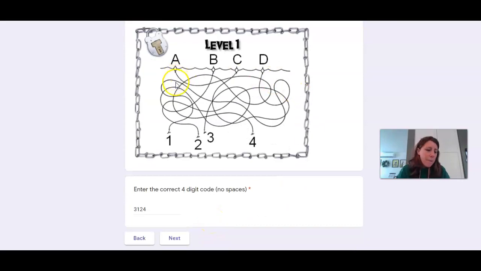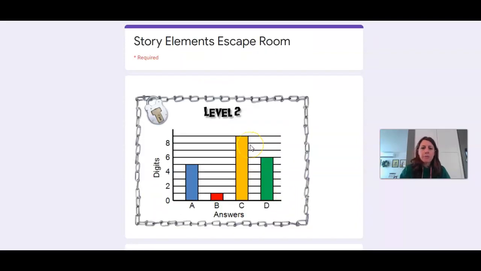So if B is worth 3, because we trace the B all the way to the number 3, 3 goes first. D is worth 1 if we trace it, right, all the way to the 1. C is worth 2, and A is worth 4. So we put in 3, 1, 2, 4, and hit next. We go to level 2, and then we look at our answers for level 2.